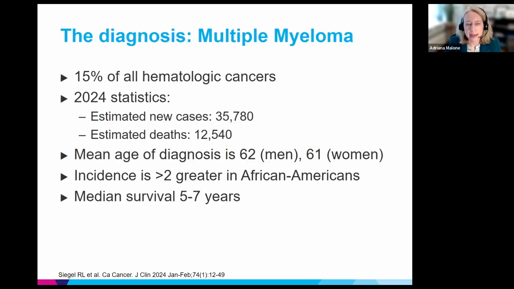So the diagnosis at hand is multiple myeloma, accounting for 15% of all hematologic cancers. Here are the 2024 statistics, which overall are quite stable from the prior years. This is a disease of older adults with a mean age of diagnosis of 62 for men and 61 for women, and is seen more than twofold greater in African Americans. The median survival is 5 to 7 years and continues to improve and increase as new therapies are introduced.